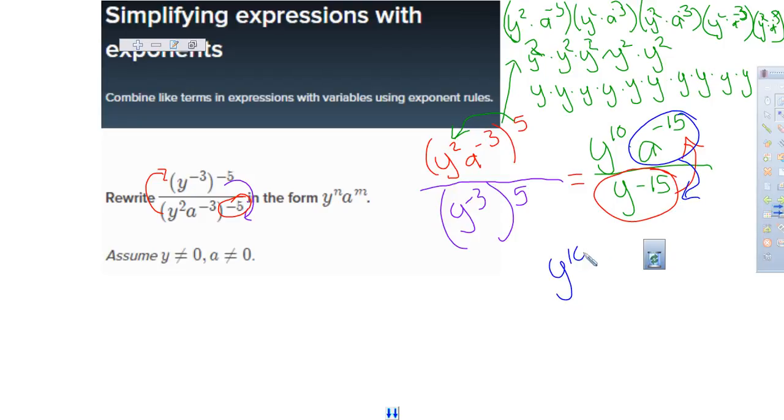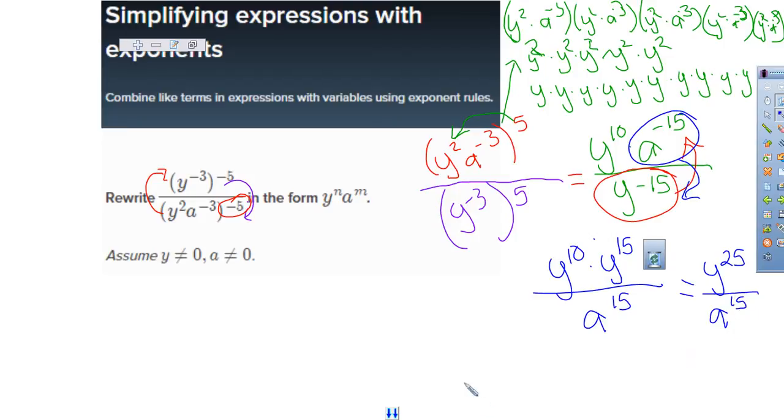So I have y to the 10th, that was this part here, times, and I'm going to make y to the 15th over a to the 15th. All right? So how can I write this a little bit better? Well, this is 10 y's and 15 more. That's y to the 25th. Notice when I'm multiplying, if the bases match, I can just add together how many times it's been multiplied. 10 over here and 15 more is 25 over a to the 15th.